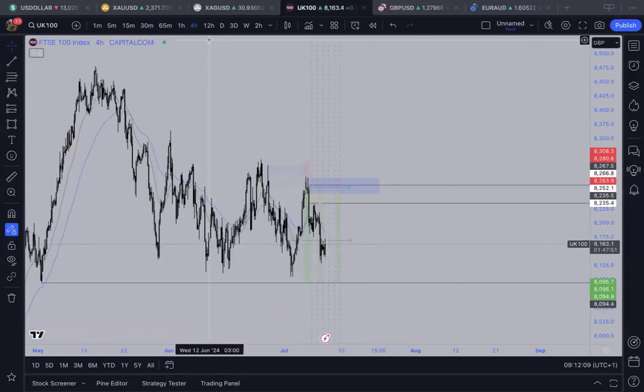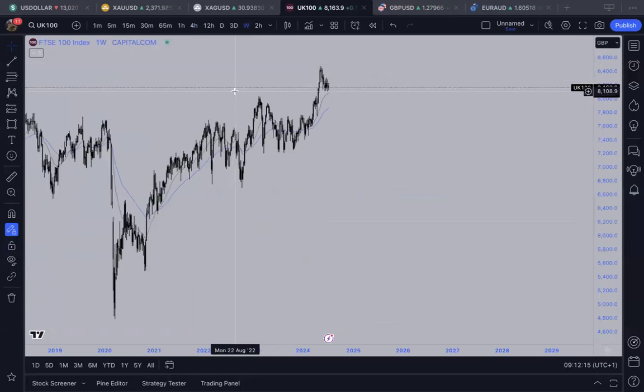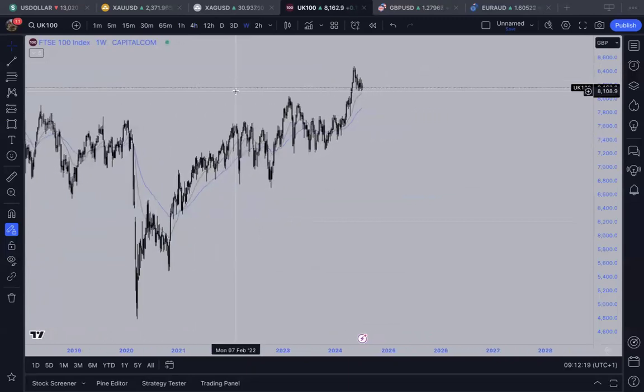UK 100, I've been trading this pair for quite a while. Actually, no, not quite a while. I've been trading it quite recently, sorry. And I do quite enjoy trading it. It's really nice to trade. It is just an index, basically like NAS and US30.